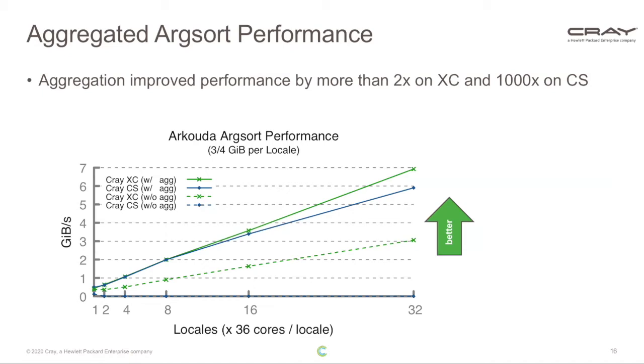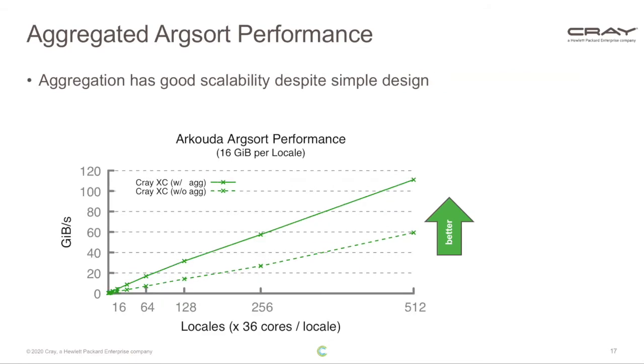And as we've already seen, this significantly improved performance. We saw more than a 2x performance improvement on the XC, and a 1000x performance improvement on the CS. And with such a relatively simple implementation, that does raise questions about its scalability. But happily, we've seen good scalability despite its simple design.